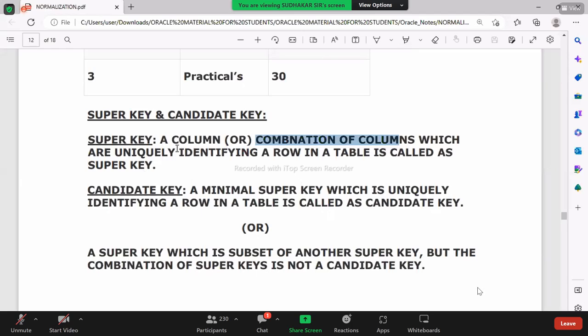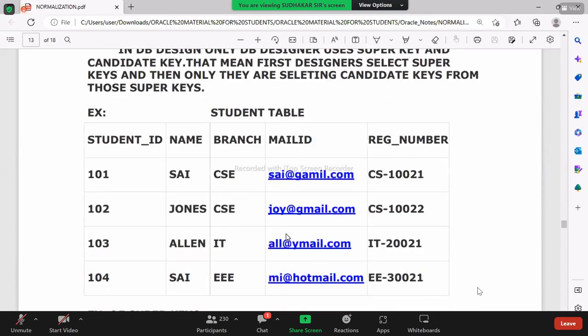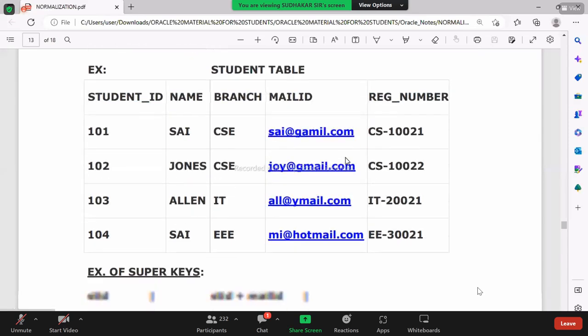For example, let me come out and see one sample table we can observe. Student table: student ID, student name, branch, mail ID, and registration number. Suppose this is my table. In this table, there are 5 columns. Out of 5 columns, how many columns are super key columns? I need to identify that.